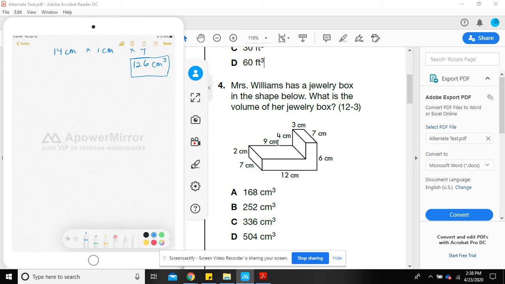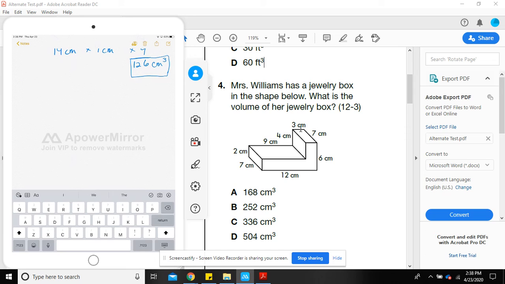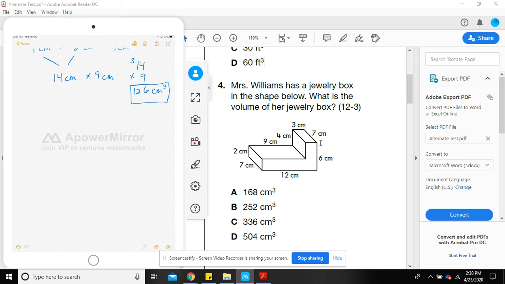Okay, now I'm going to do my second piece in red. So now we need to go up here to look at this piece that's sticking out, this tall piece, okay? So we see our height here. Our height is 6 centimeters. Go back to my pen, please. So 6 centimeters is our height. We have a length of 7 centimeters. And then we have, what are we missing? We did our height, we did our length. Now we need to do our width, our width of 3 centimeters.